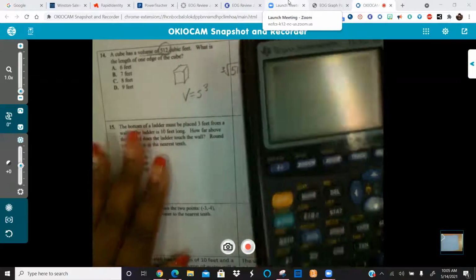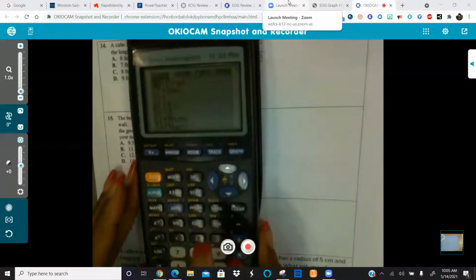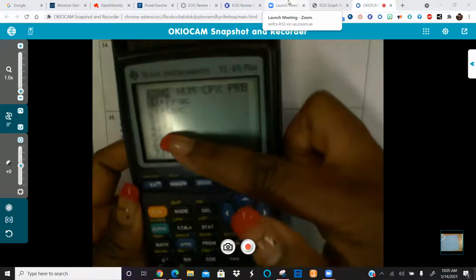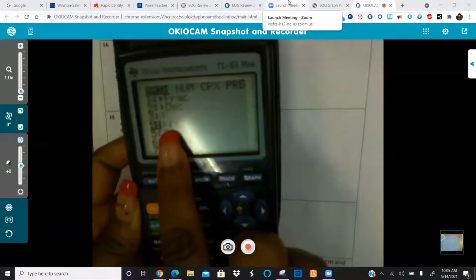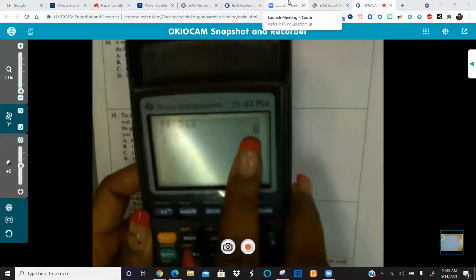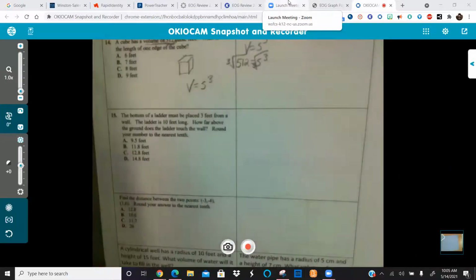Watch where I go on my calculator. I'm going to press the math button, and the math button is right here. This is what I get. Now I'm going to go down and find cube root. Cube root is right here at number 4. So I'm going to arrow down to number 4, press enter, and now I'm going to type in 512 and press enter. So my answer here is 8, because 8 times 8 times 8 gives me 512.